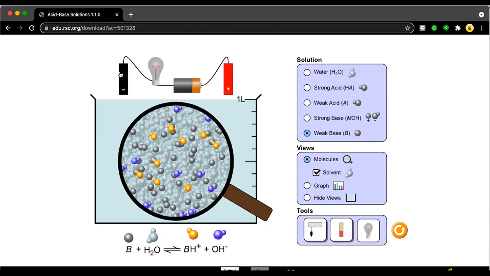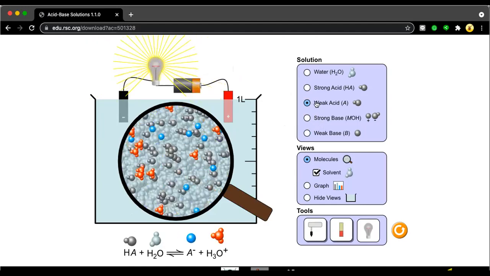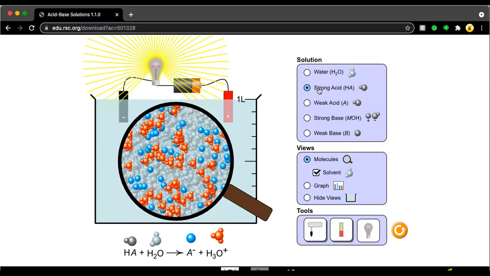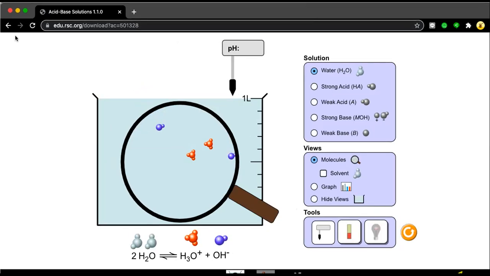Then you can have the electrical conductivity measurements for weak base. Strong base, even brighter. Weak acid, dimmer. Strong acid, brighter. Cool, right? All right, then they can restart it if they want to analyze other variables. Okay, so this is for part A.